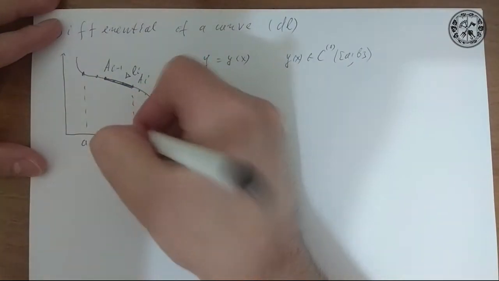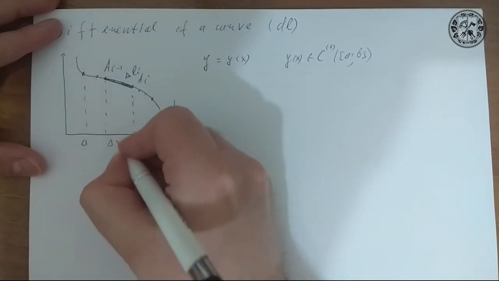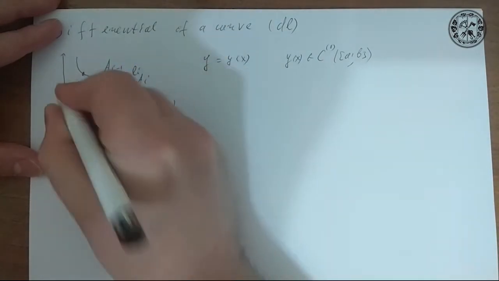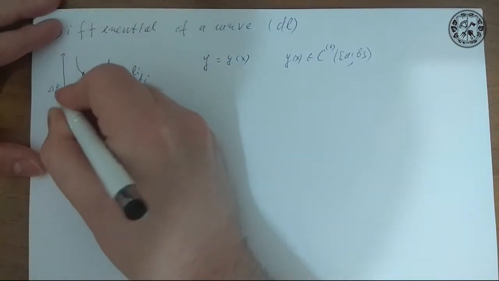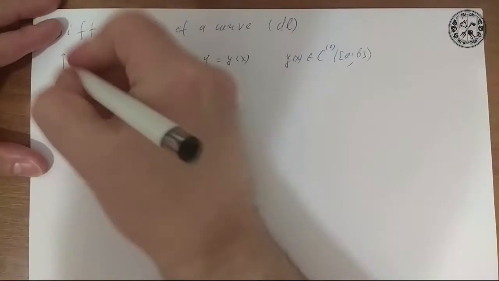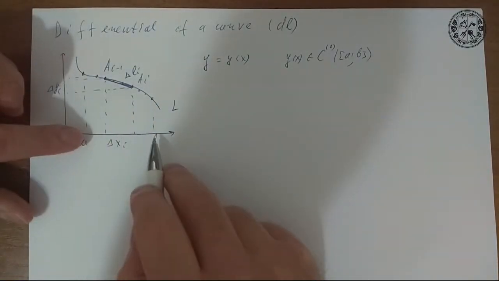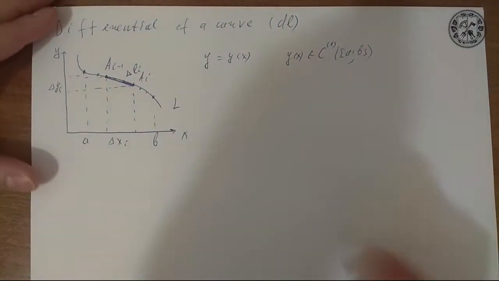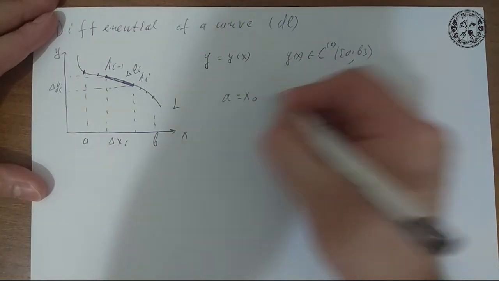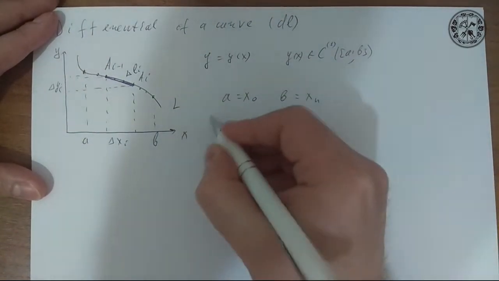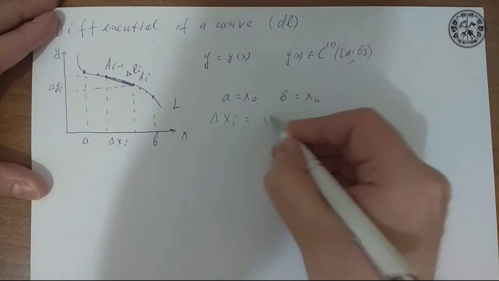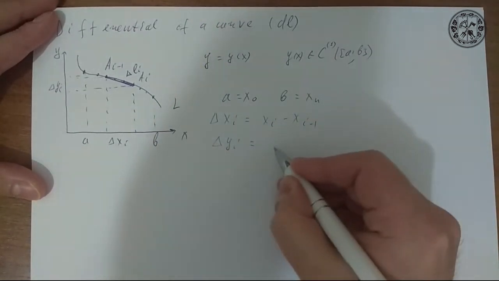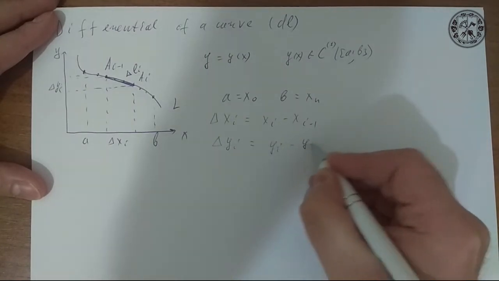Here we will have delta xi, and here we will have delta yi. So this will be change of x, change of y. Now let us have a equals x0, b equals xn, delta xi will be xi minus xi-1, delta yi will be yi minus yi-1.